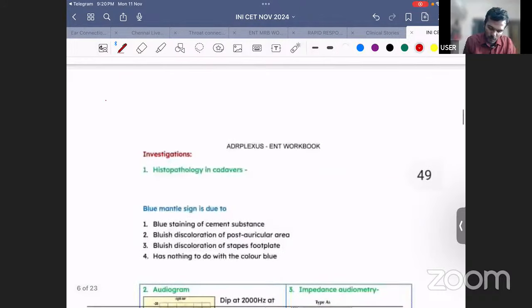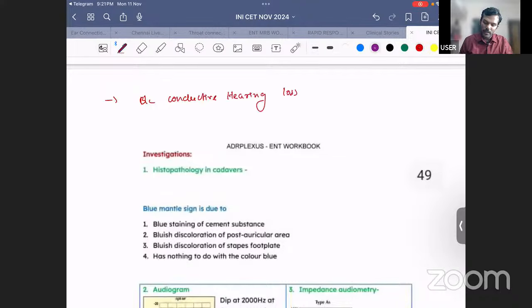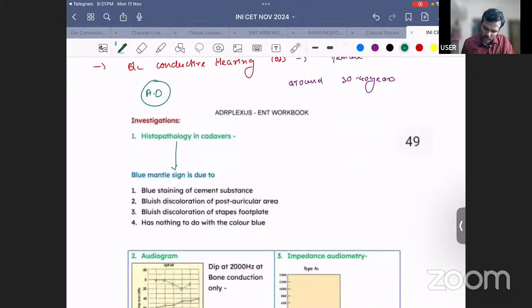Otosclerosis will be having bilateral conductive hearing loss. If it is a stapedial otosclerosis, bilateral conductive hearing loss, more common seen in females around reproductive age group, around 30 to 40 years. So the patient will be having autosomal dominant inheritance. If we do histopathology, there will be blue mantle sign of Manasseh.